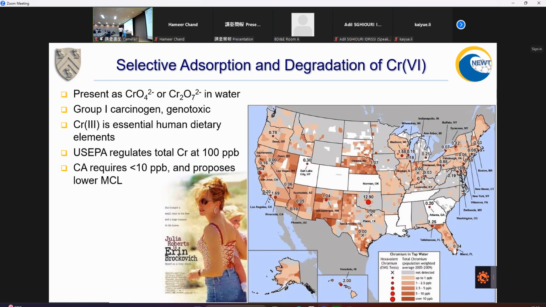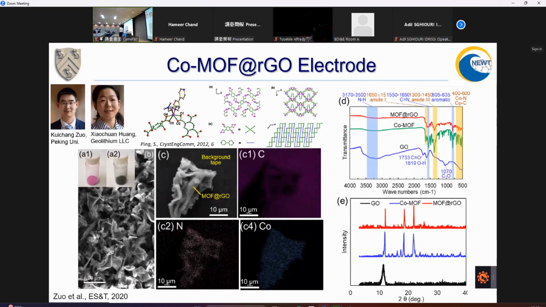If you look at the drinking water in the United States, a large area of the US, if we set the regulation to 10 ppb, not to mention 0.02 ppb, would be violating the drinking water safety level. So hexavalent chromium could potentially be a very large problem in drinking water, at least for the United States. For this contaminant, what we did was we actually used a highly selective MOF. This is a MOF that not many people have heard about. It's a MOF with a cobalt metal center.